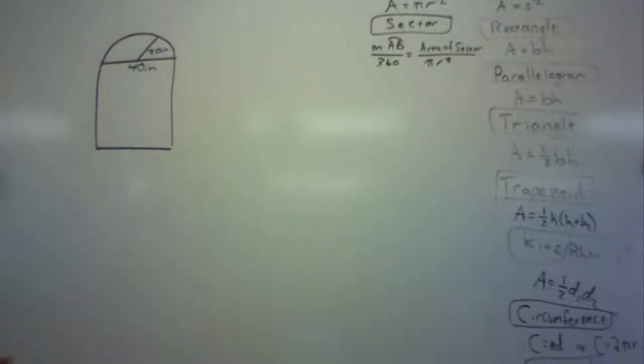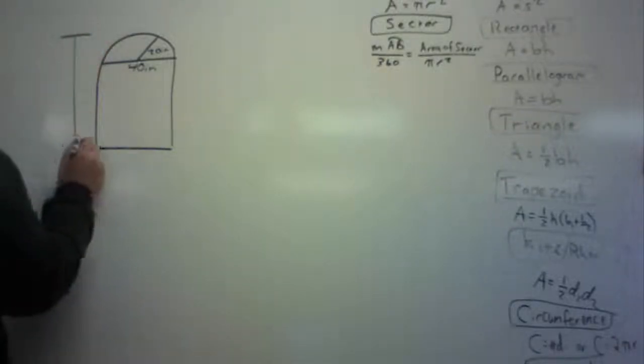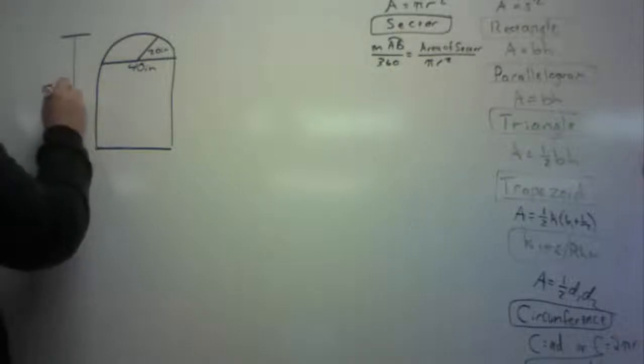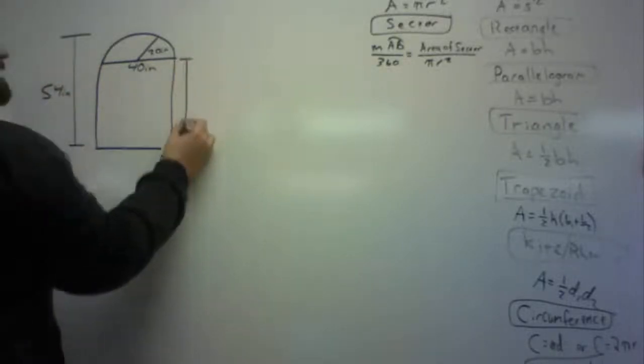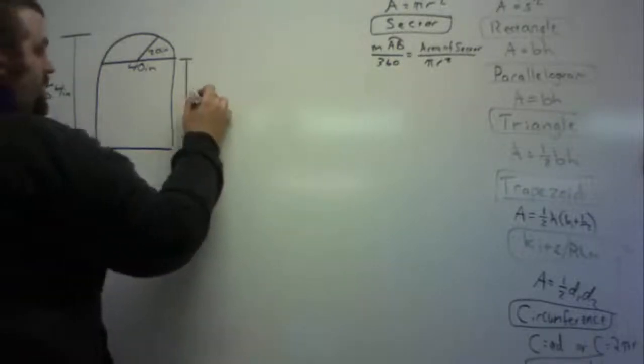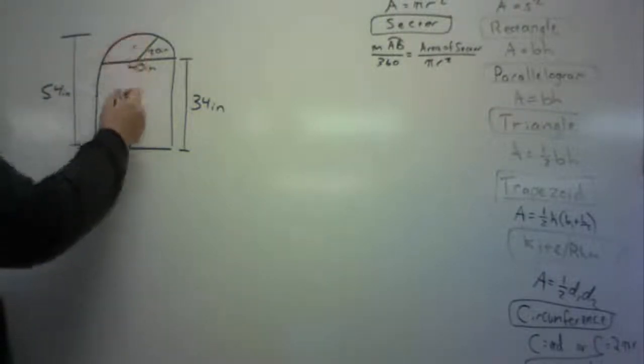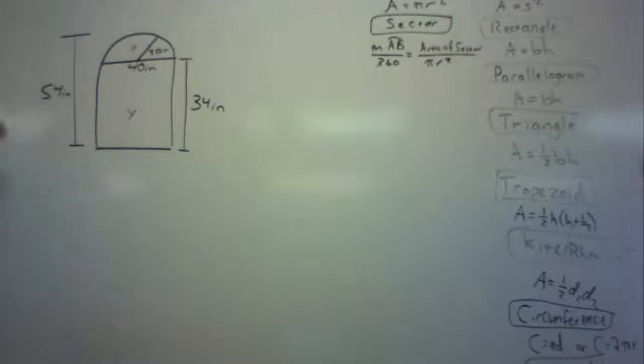The full height of the window is 54 inches. So from top here to bottom is 54 inches. Which means this length here is 34. What is the area you have to paint? Well, if I remember all the way back to section 1, I can find the different areas here. So I could find the area of X and I could find the area of Y. And I could just add those two together. So let's do that. Let's find the area of X first.